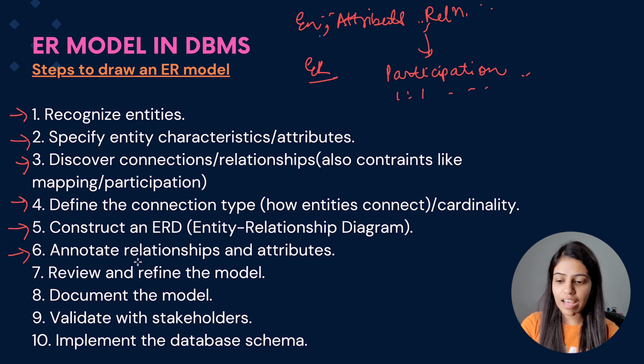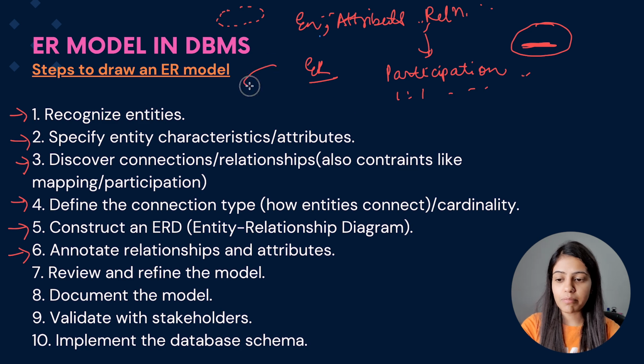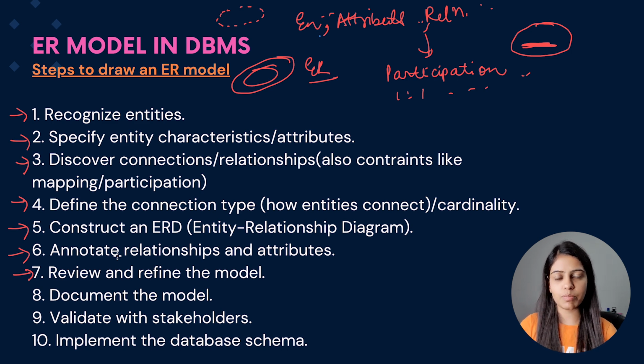Now the sixth step is to annotate relationships and attributes. So there may be a possibility that there is a derived attribute which would be represented like this. There may be an attribute which is a primary key which would be represented by this. There may be a multi-valued attribute, there may be a composite attribute. So we have to annotate the relationships and attributes. The seventh step is to review and refine the model. So again you can use the extended ER features whenever you see that the complexity is increasing. You can use the extended ER features, that is specialization, aggregation and generalization.